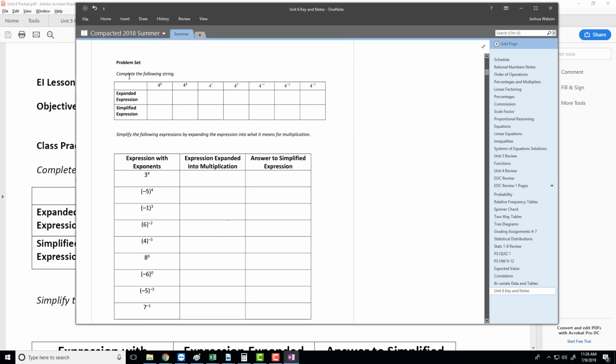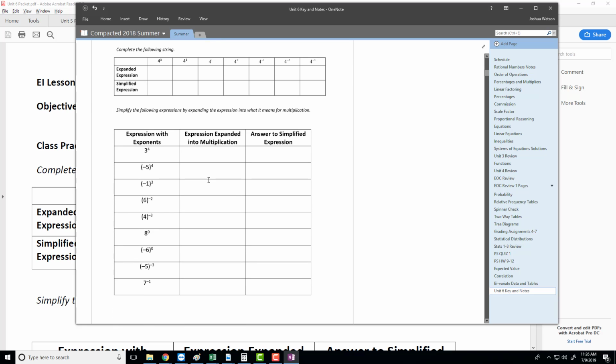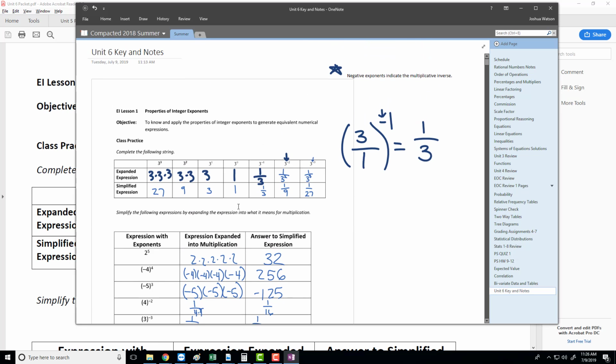Okay, this problem set I will leave for you to do on your own, and we will conclude the first video here, properties of integer exponents.